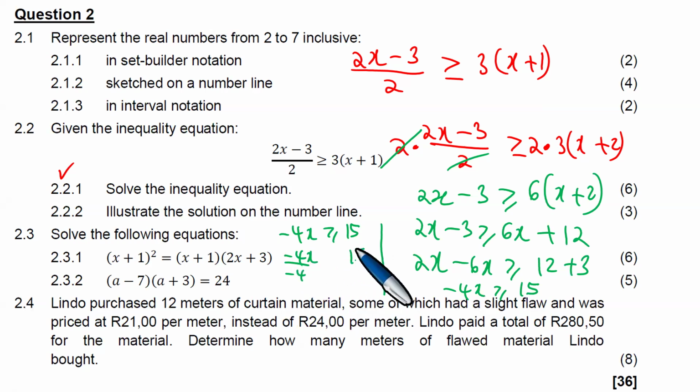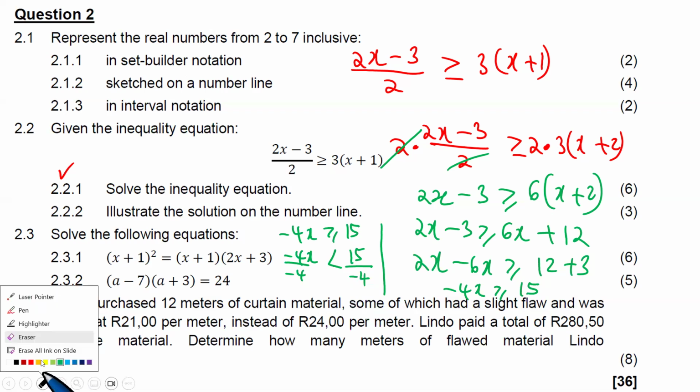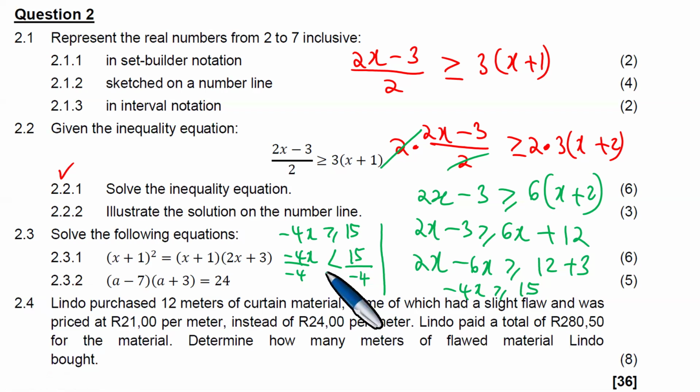We then have -4x. We divide by -4, and we have 15, we divide by -4, like this. But when you divide by a negative number, the inequality changes direction. Because it was a greater than symbol, now it's going to become a less than symbol. At this point, we're able to see that x is less or equal to -15 over 4.